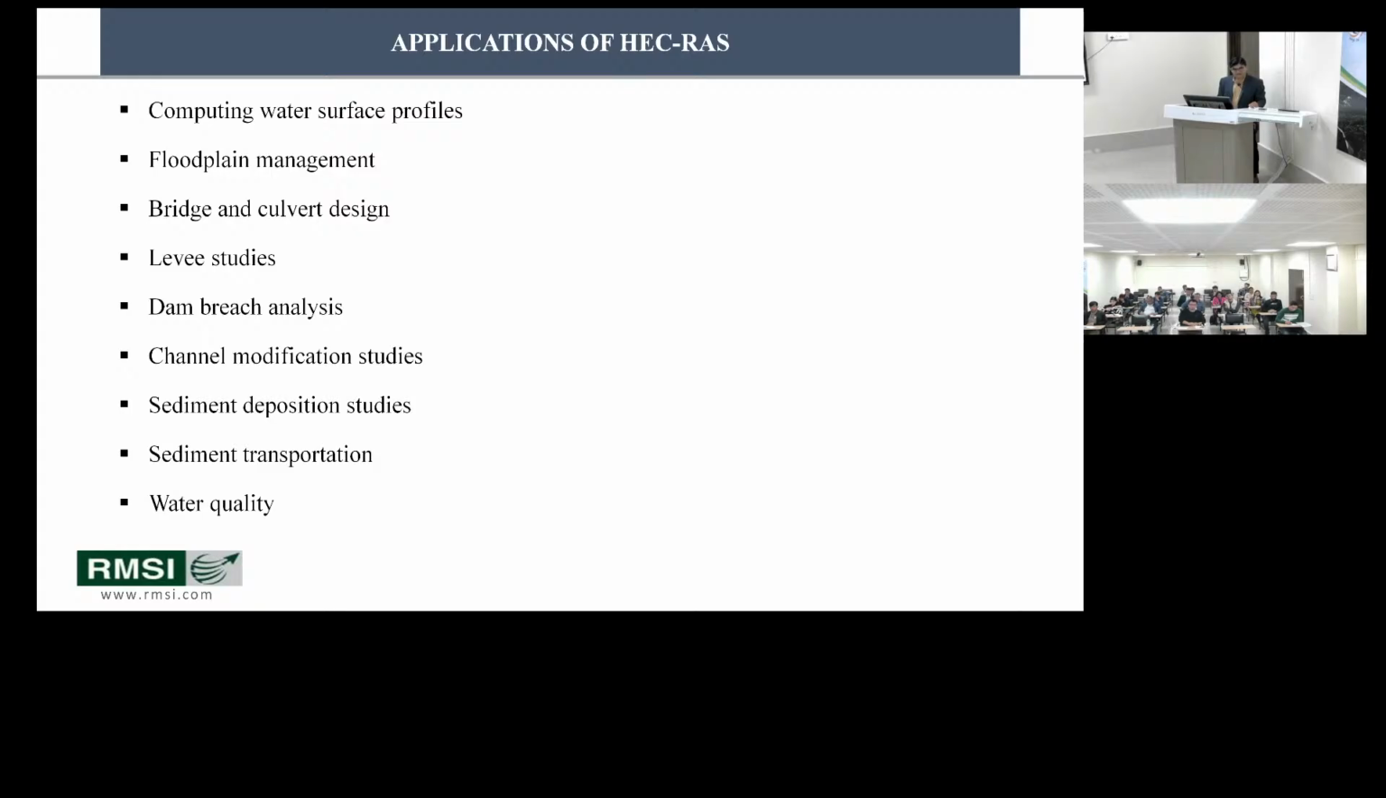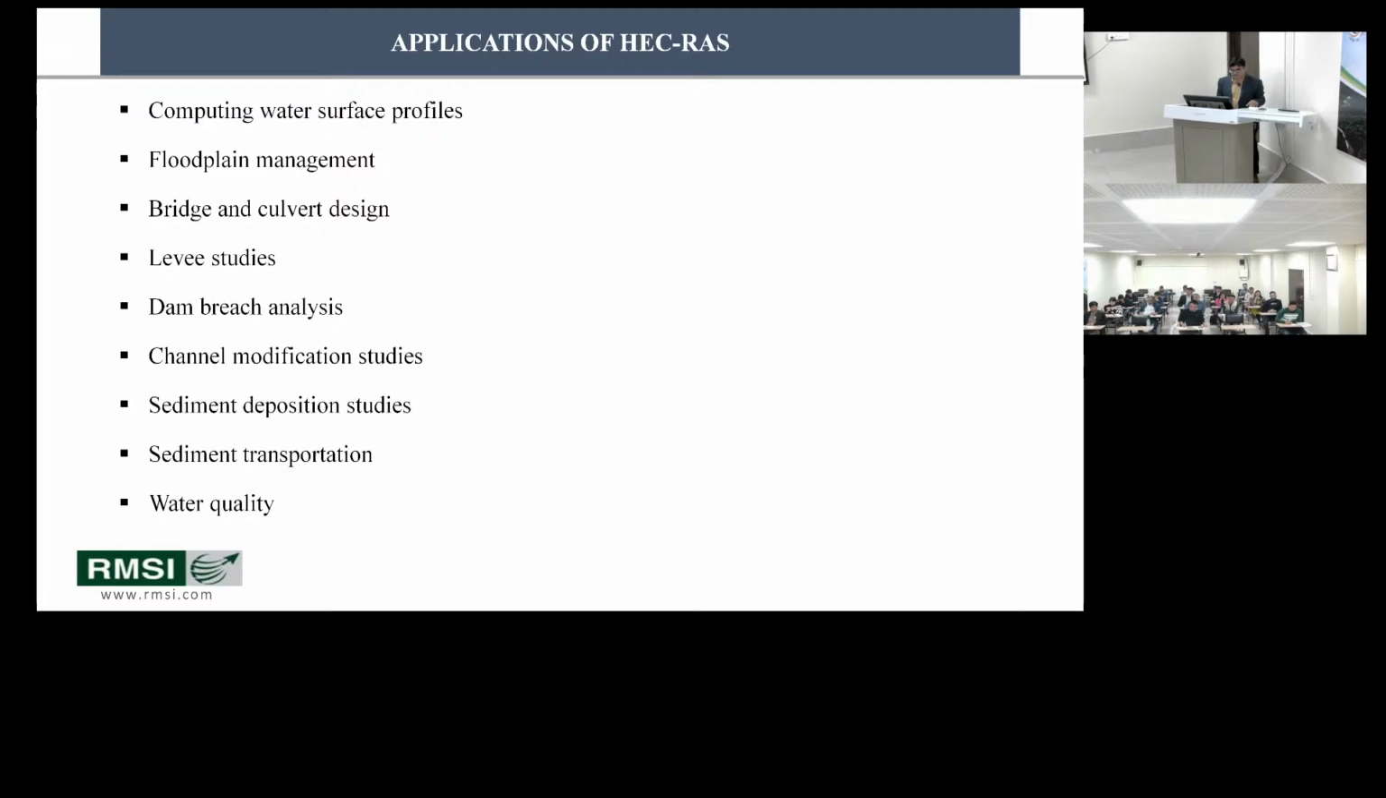Then channel modification like dredging and all, we can do. Those river training works we can do in HECRAS. We can see that without river channelization or river training, this is my inundation, and then I incorporate the river training in HECRAS. Then my channel capacity has increased, and we can see how much the inundation area has been reduced. So these studies we can do in HECRAS.